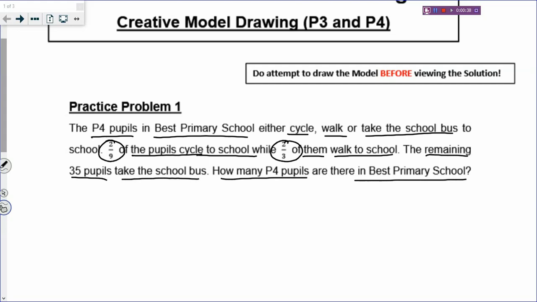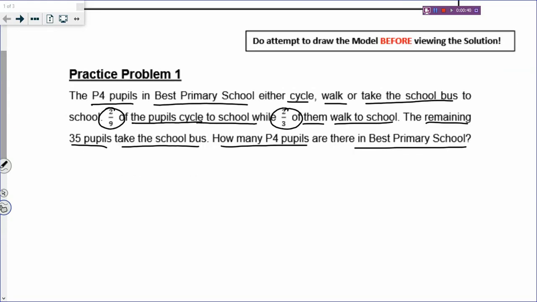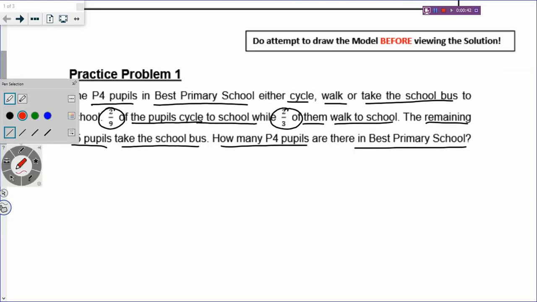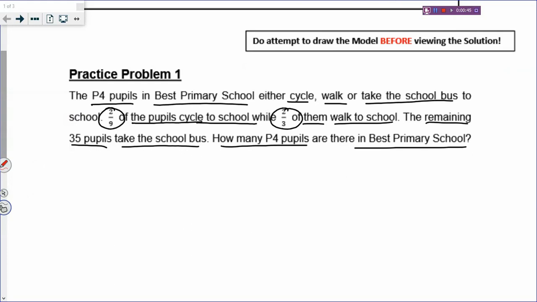Okay, so when you see fractions, you have to know how to interpret the fractions, how to break up. If you look at the 2/9, what group is it generally talking about? It's talking about the pupils. Out of these pupils, you have two parts or two boxes who cycle to school. So if I break up, the pupils have altogether 9 boxes, and 2 boxes cycle to school. And that's how you do arrow pointing if you are going to draw the model.